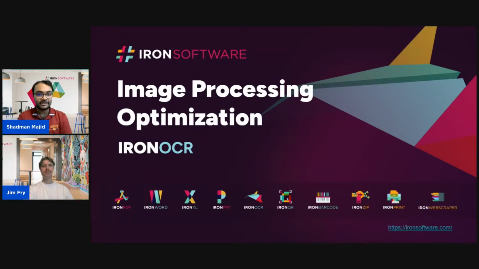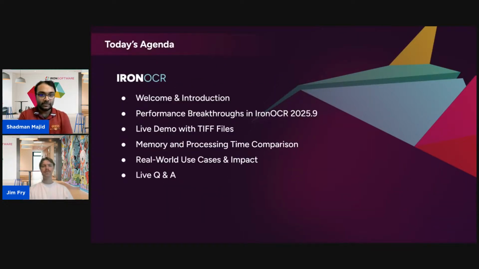So without further ado, let's go into the agenda. At first in today's webinar, we'll go through the performance breakthroughs that we have introduced in IronOCR 2025.9. As I said, it's mostly related to memory management, processing time and CPU processing. Afterwards, we'll see a live demonstration. Jim will go through it to let you know how the whole enhancement has worked and impacted. We'll be showing a live demo with TIFF files. Then we'll show a comparison of the memory and processing time from the older version to the newest version. We'll also dive deep into some real world use cases and the impact it can have in your day-to-day business. And finally, we'll have a Q&A session where you can ask any questions to us. We'll be happy to help you out. So let's move into it.